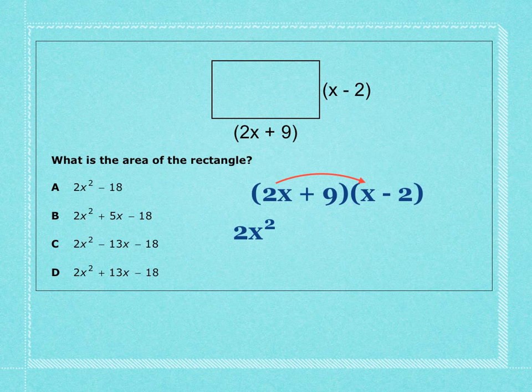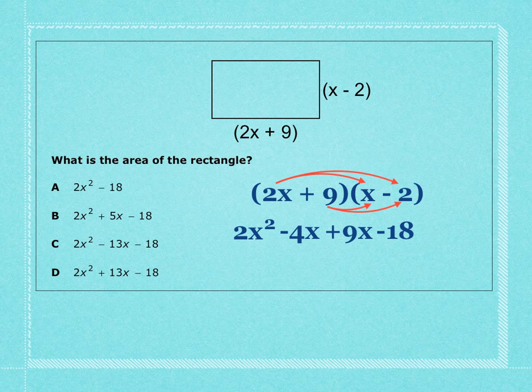O stands for outer, so my outer terms would be 2x and a negative 2. Well, positive 2x times a negative 2 is a negative 4x. I stands for inner, so 9 times x is a positive 9x. And L stands for last. The last terms of the two binomials are 9 times negative 2, which is negative 18.